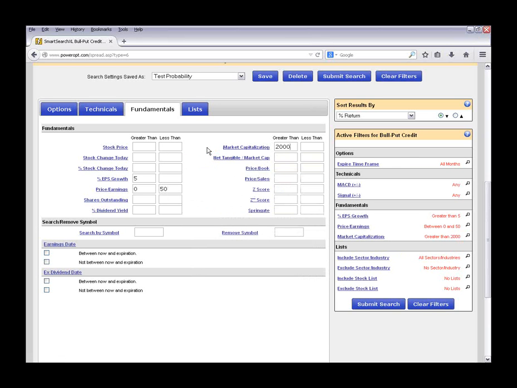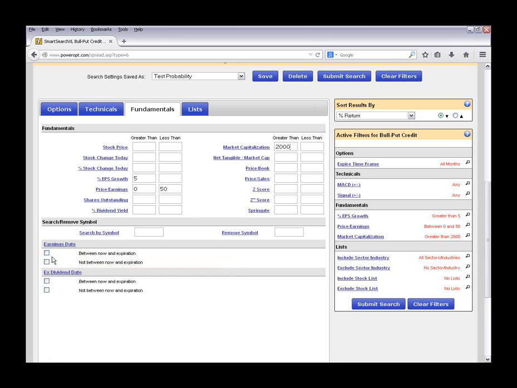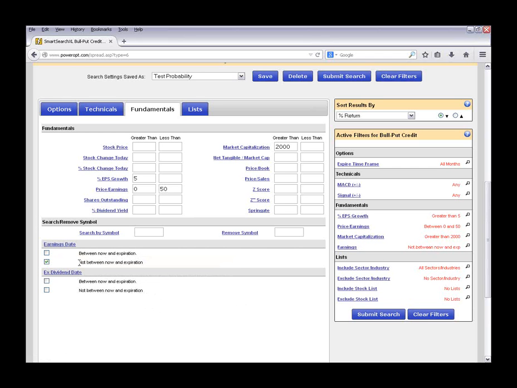2,000 or greater for market cap. Now, what are the other things we want to do? Well, there are some events that happen in the market that we can't control. Things such as a buyout, or a boardroom scandal that comes out over the weekend and the company fails. But there are some things we can avoid. And of course, what I want to do here in my fundamentals tab is look at earnings, and I'm going to check the box here for not between now and expiration. I don't want to see any spreads, bull put spreads, that have an earnings date between now and expiration.